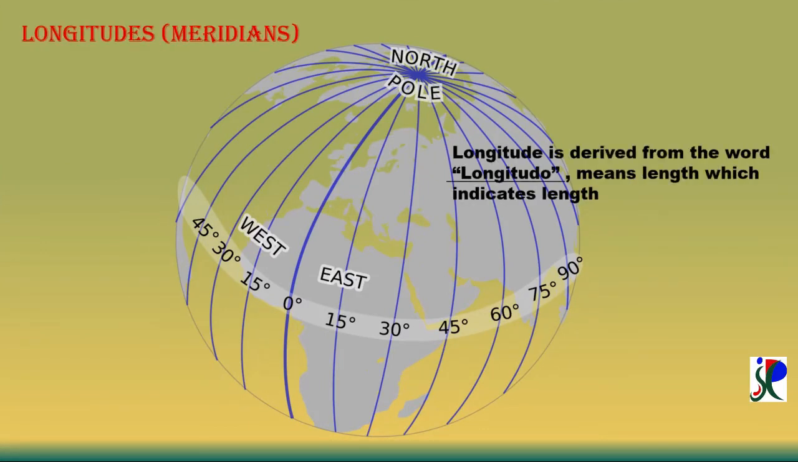Longitudes. Longitude is derived from the Latin word longitudo, means length. Longitudes are not full circles. They are semicircles connecting pole to pole. The vertical longitude lines are also known as meridians.